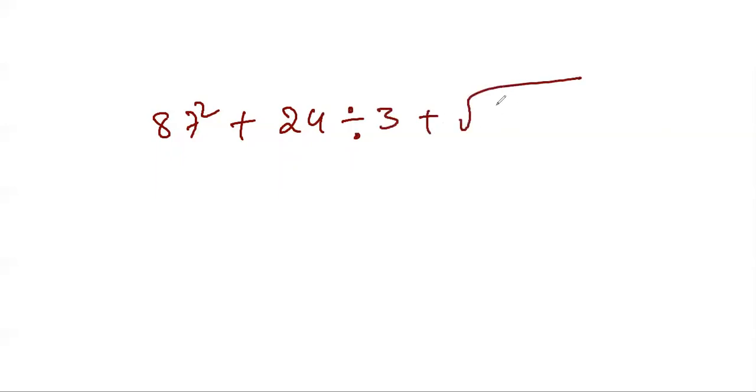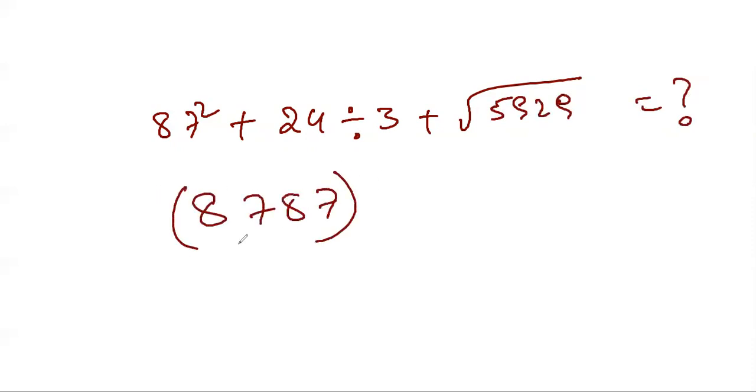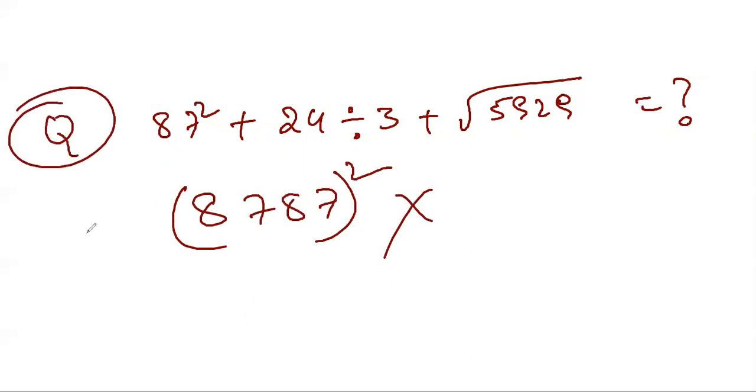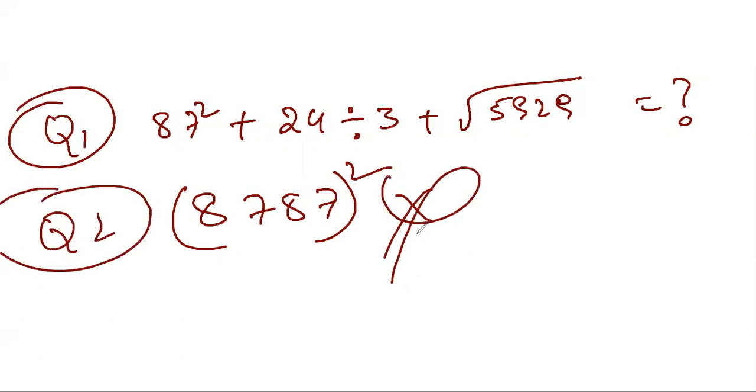5929 is equal to how much. This type of values they will ask, but they will not ask you 8787 whole square is how much value. They'll not ask this type of values. This type of questions they are asking in your examination. Question 1, question 2. This is not the way they are asking the questions in your examination. So remember, this type of questions they will ask you.